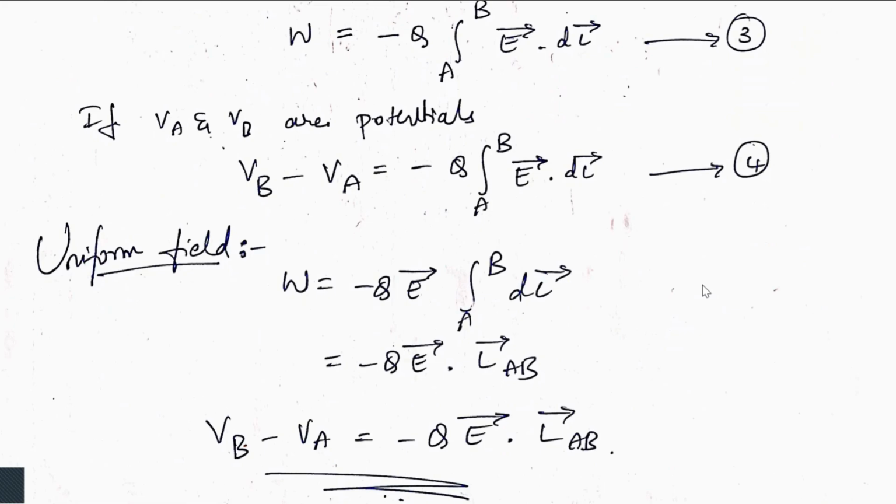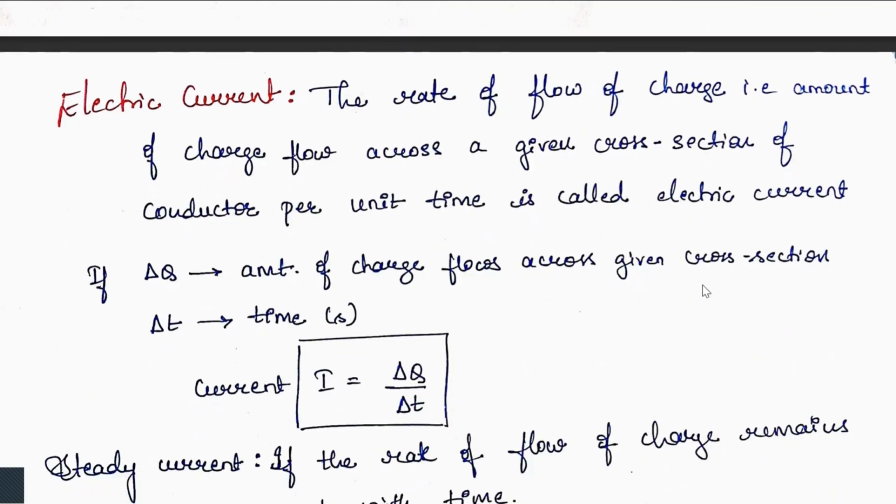Then dl vector, that is minus QE vector dot dl vector, with limits from A to B. So VB minus VA is equal to minus QE vector dot L vector AB. What is electric current? Next topic.